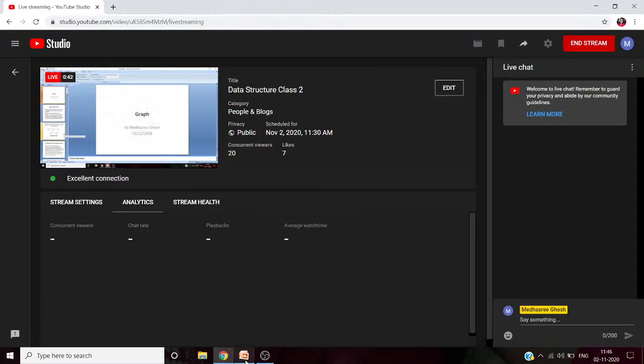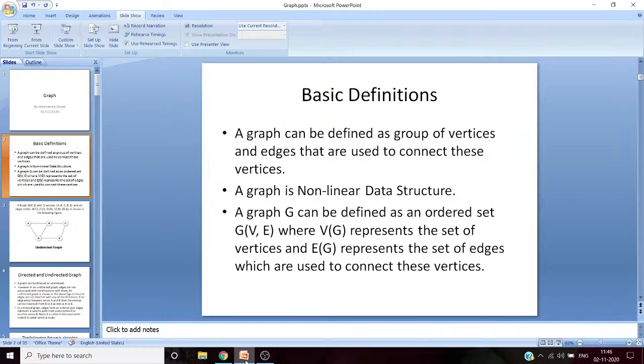Okay, let's begin with the non-linear data structure graph. See, in case of graph, we can consider a graph as a non-linear data structure which consists of a set of edges and a set of vertices. Whenever we are talking about any non-linear data structure, we are talking about tree, graph, etc. So, in case of graph, we have a set of edges and a set of vertices. Graphs are represented with G(V, E).